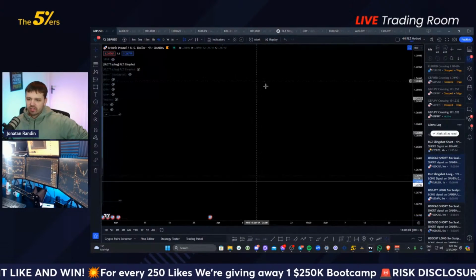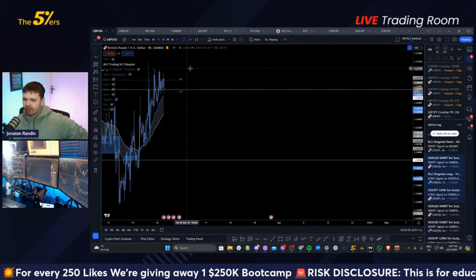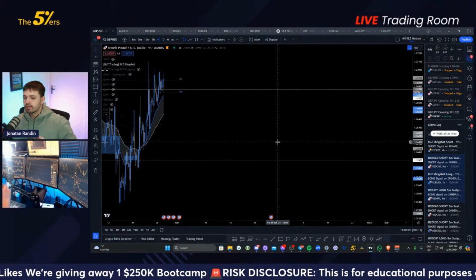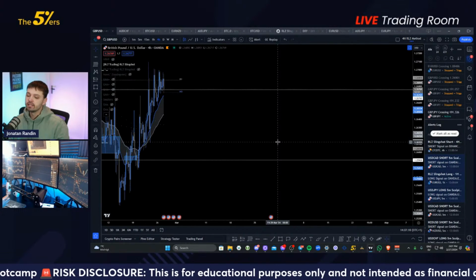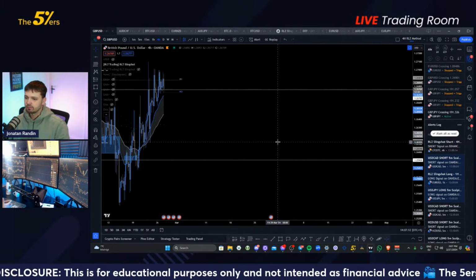So yeah, I do have several indicators that I'm using to determine the probability of the bounce happening on the actual retest area.